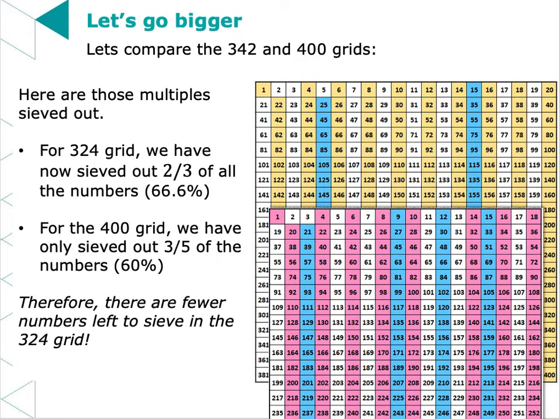Here are those multiple grids sieved out. For the 324 grid, 18 by 18, we've sieved out 2/3 of the numbers, about 67%. For the 400 grid, or 20 by 20, we've sieved out 3/5 of the numbers, that's 60%. Therefore, there are fewer numbers left to sieve on the 324 grid. So it's quicker to go for the option which has fewer numbers left.